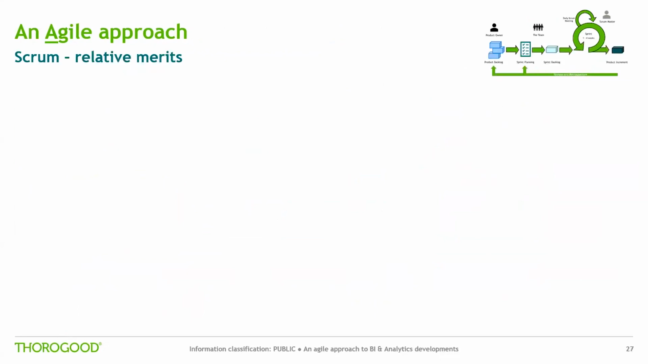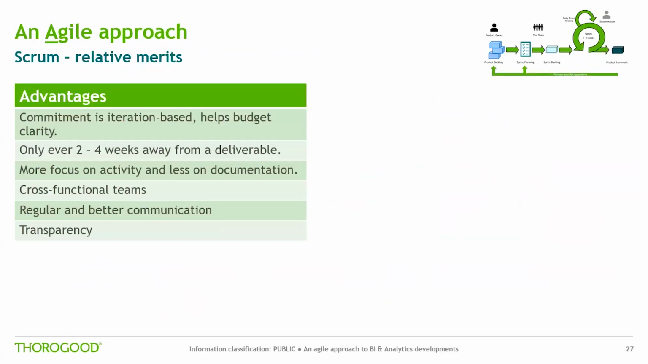Advantages and disadvantages are very similar to those of iterative, but a little more extreme due to the pureness of the approach. So, in terms of some advantages of the Scrum approach, commitment is iteration-based, so it helps budget clarity and could end a project at a point where business value seems sufficient rather than all that was originally intended. You're only ever 2 to 4 weeks away from a deliverable of business value.